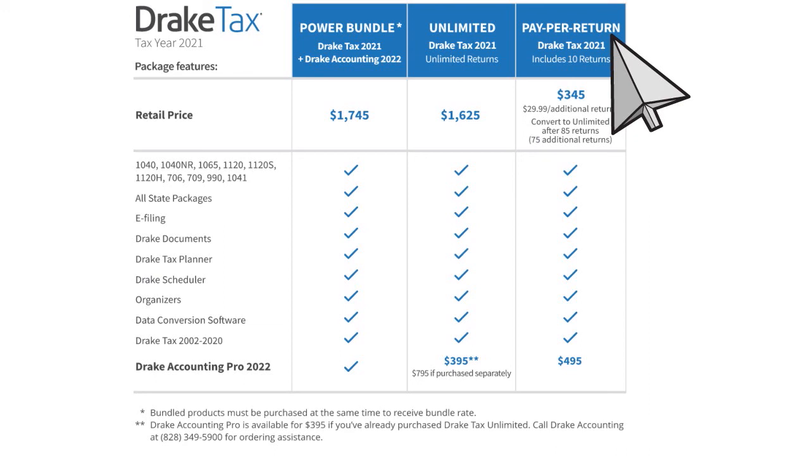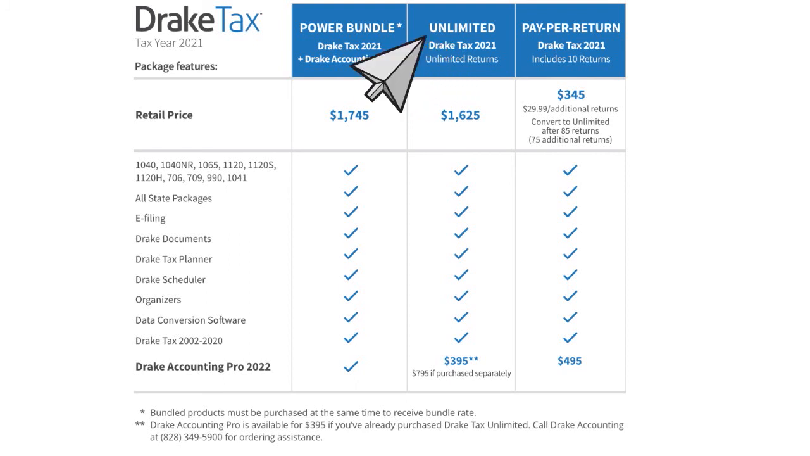Okay, Drake's PPR version may suit offices that prepare fewer than 85 returns in a year. You may complete numerous states, e-file, or amend a return, and it still counts as only one return. So the PPR package includes 10 returns for $345 with additional returns available at $29.99 each. So after 85 returns, you can convert to the unlimited version at no extra cost. So that's 75 returns purchased in addition to the 10 returns that come with the PPR package.